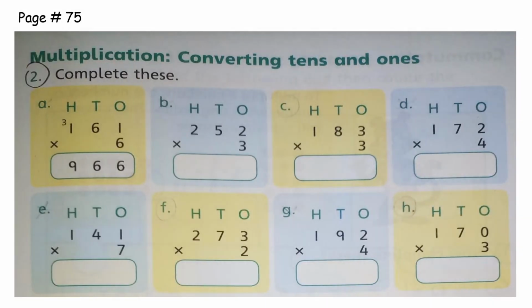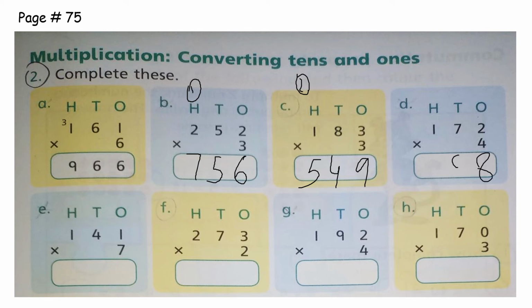Now on page number 75, again these are the same questions. So let's multiply them. 3 2s are 6. 5 3s are 15. 3 2s are 6 and plus 1, 7. 3 3s are 9. 8 3s are 24. 5. 4 2s are 8. 7 4s are 28. 6. 7 1s are 7. 7 4s are 28. 8 here and 2 carry.